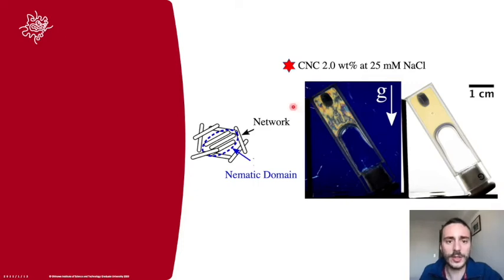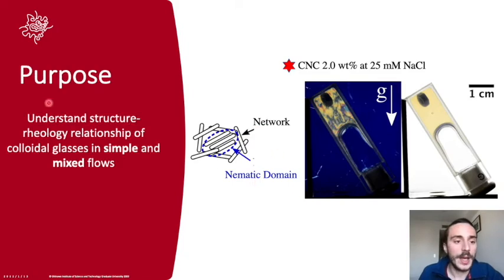So we can conceptualize the material as a nematic domain embedded in a network, where the network gives rise to the yield stress property and the nematic domain to the birefringence. And so at this point we can establish the purpose of our talk, that is understanding the structure property relationship of this material, which is a colloidal glass in simple and mixed flow.